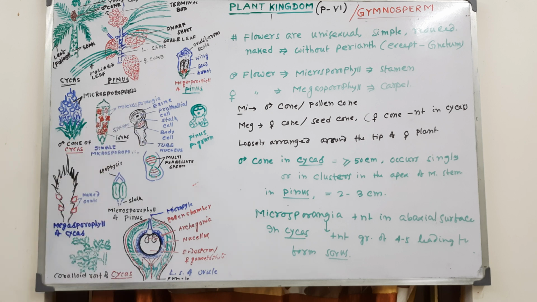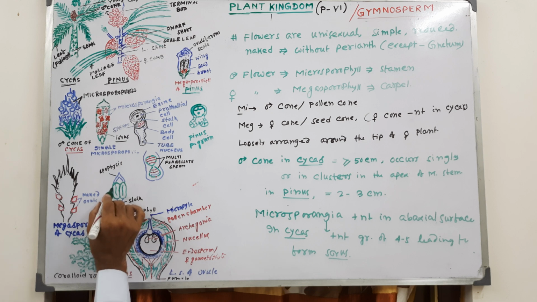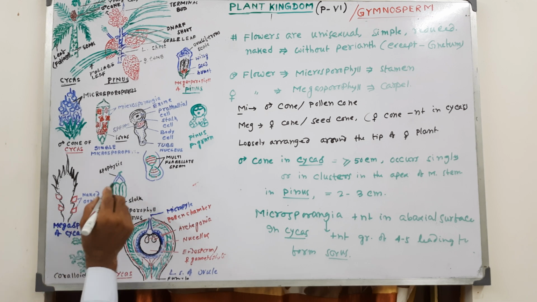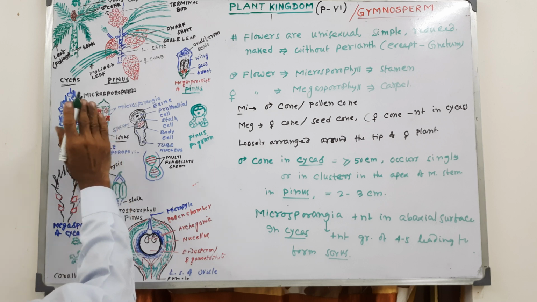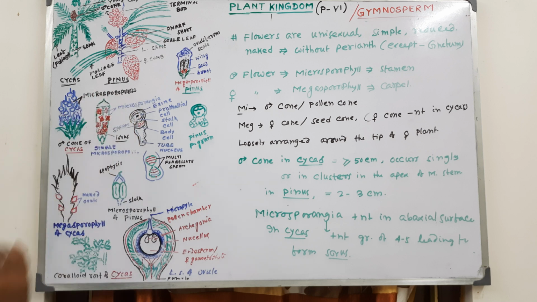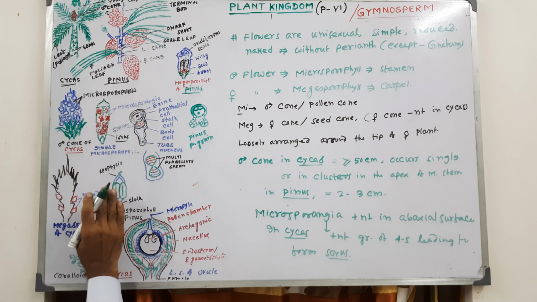But in case of Pinus, look here, this is a Pinus microsporophyll. It is a leaf-like structure consisting of a stalk or central axis, and the upper part is called the apophysis. The terminal part is slightly bent and possesses only 2 oblong microsporangia, present on the abaxial surface. In Cycas numerous microsporangia are present in the form of sori, but here only 2 microsporangia are present.